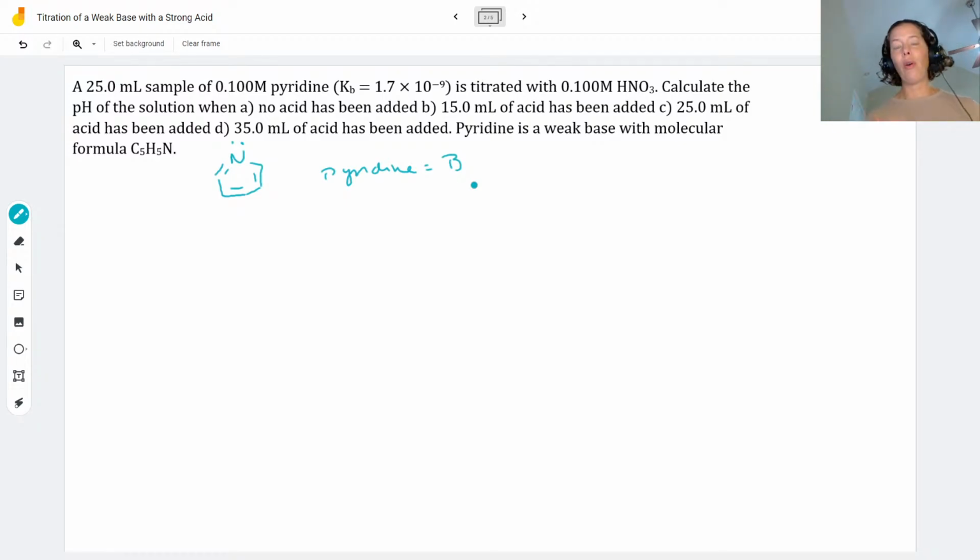So I'm just going to go ahead and call pyridine a base. I'm going to call it B. So again, we're doing part A, so we have no acid added. We just have pyridine in solution. So we have our pyridine, which is our base, I'm calling B. And of course, we're in aqueous solution here.